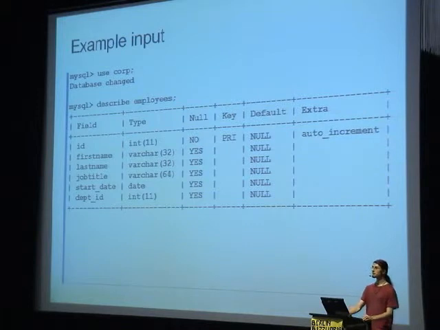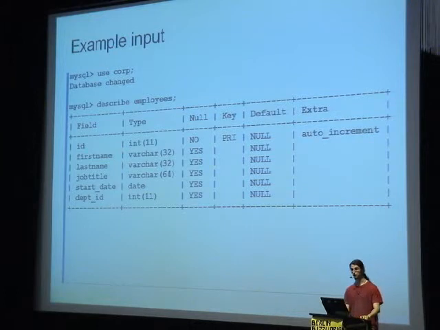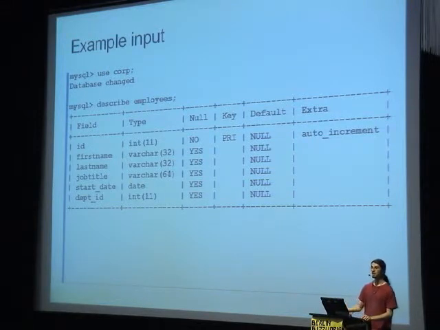If we went into the MySQL shell and described the employees table, we might see that it has these six fields. A primary key ID field, the individual's name and their job, the date at which they started, as well as a department ID code that tells in what division they work. Represented in this table are several different data types for this information.